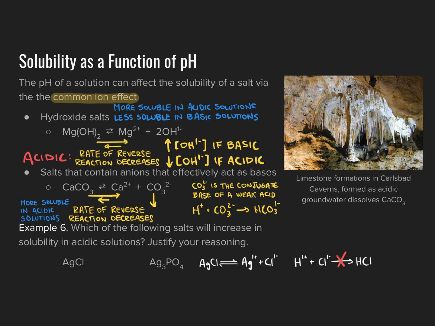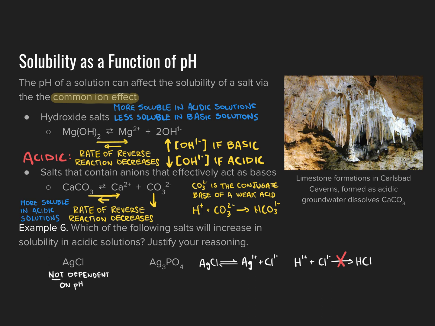So the reaction we've just written right here is a very unlikely reaction to occur, and therefore we're not likely to meaningfully change the concentration of chloride ions in solution by acidifying the solution overall. So I would expect silver chloride to be essentially independent in its solubility of the pH of the solution.